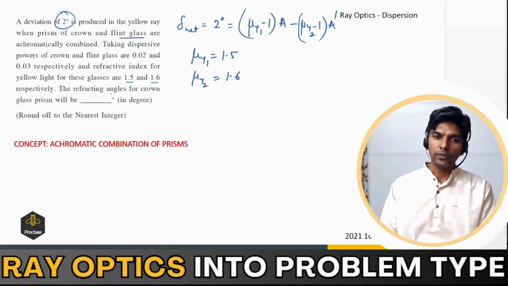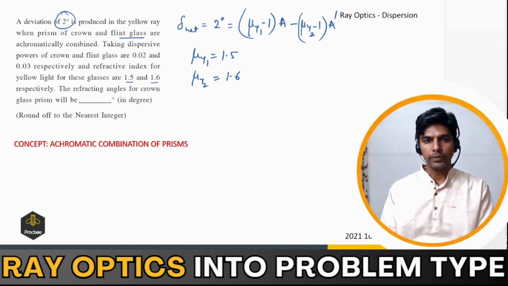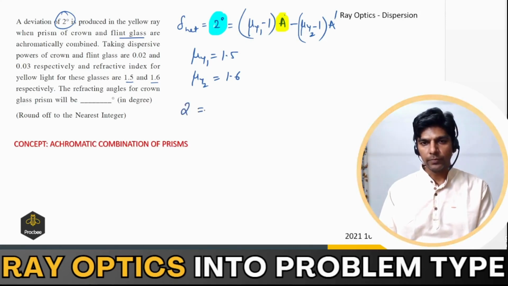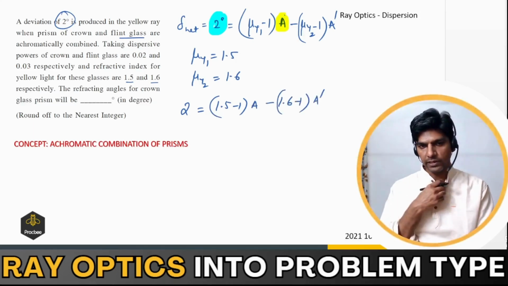We have to find the refracting angle for the crown glass prism, so we have to find A1, right? We have to find the value of A. Okay, so what is given, A prime is also not given to us, right? So let us substitute the values. So 2 will be 1.5 minus 1 times A minus 1.6 minus 1 times A prime. So we got this relation.